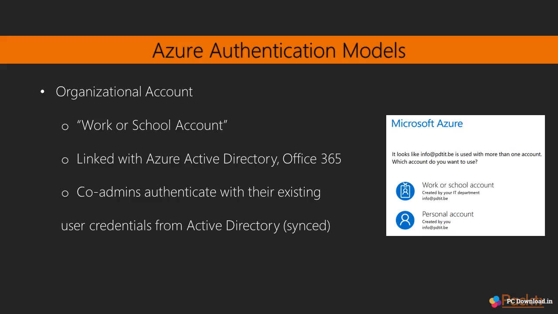Whenever you want to log on to the Azure portals, the classic one or the Azure Resource Manager one, you always have to authenticate. Azure recognizes two different authentication models. The first one is by authenticating with what's called an organizational account, or in the portal itself displayed as a work or school account. A work or school account is linked to Azure Active Directory and in most scenarios linked to Office 365. The co-administrator accounts authenticate with their existing user credentials from Active Directory, which are synchronized to Azure Active Directory.